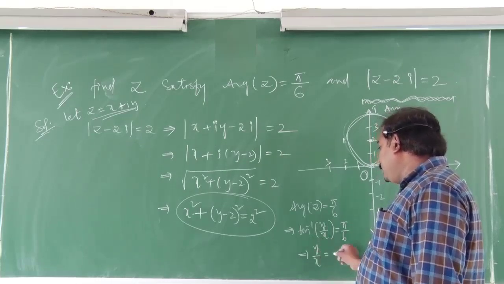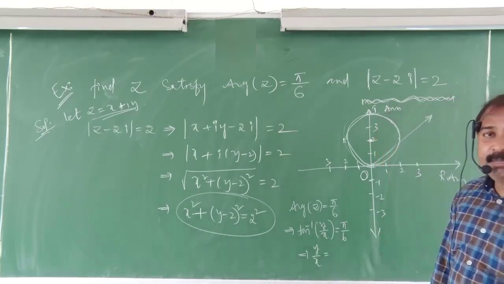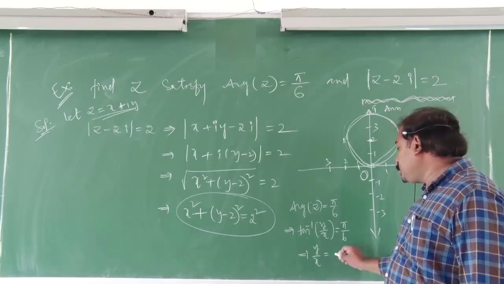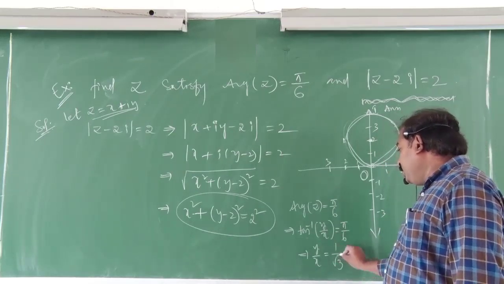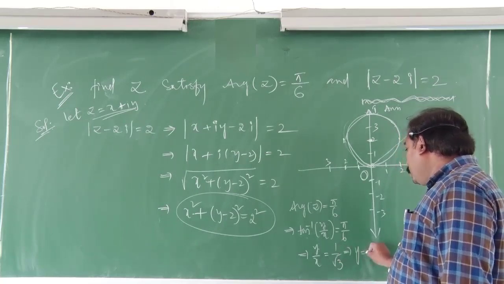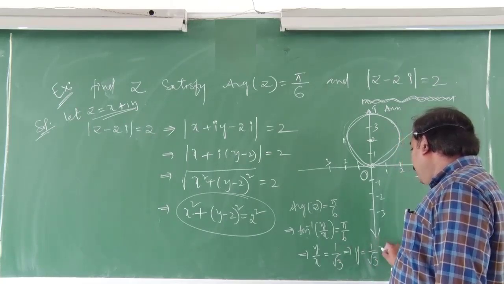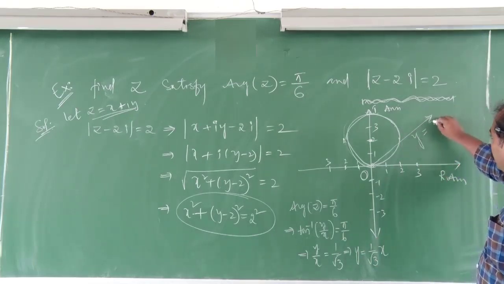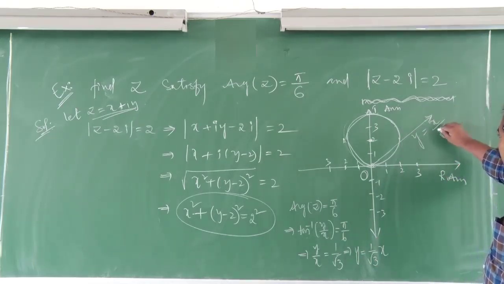Therefore y by x is equal to tan of pi by 6. Tan of pi by 6 means tan 30, and tan 30 is equal to 1 by root 3. So y is equal to 1 by root 3 into x. This is nothing but y is equal to x by root 3.